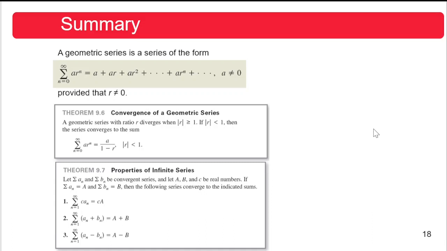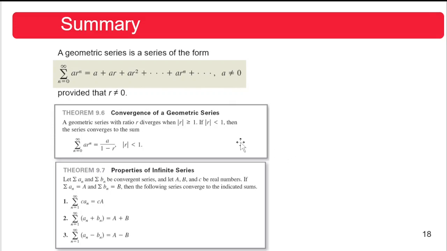Okay, so in summary, what we have learned in this lesson is as follows. We define a geometric series as a series of this form: summation of AR to the n, where n is from 0 to infinity. If the value of n is 0, you have A. If n is equal to 1, then you have AR raised to 1, or AR. Plus, if n is 2, then you have AR squared, and so on and so forth, provided that A and R are not equal to 0.